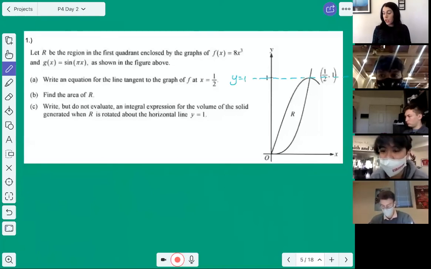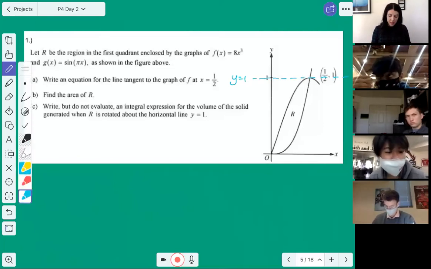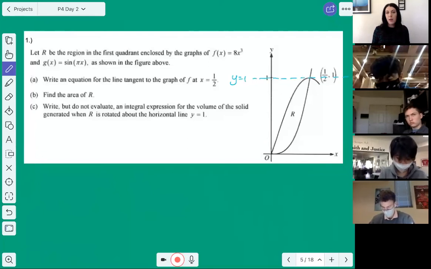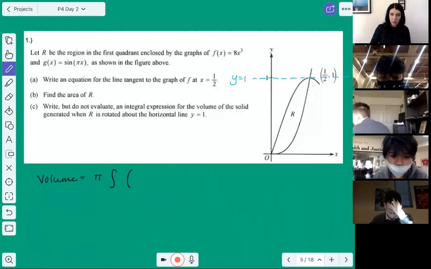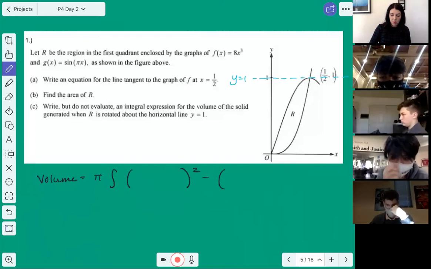The next thing we're going to do is set up the bones of our equation. Dominic, what do I mean by setting up the bones of our equation? You would write volume equals pi times the integral of parentheses squared minus parentheses squared. Perfect. Exactly right. That's the bones.